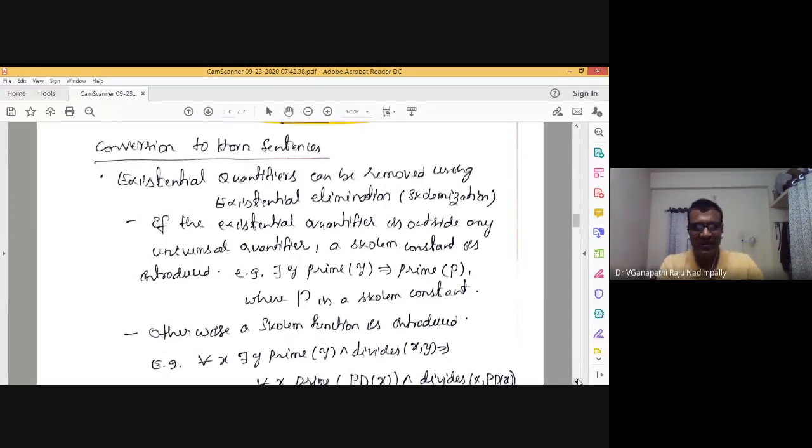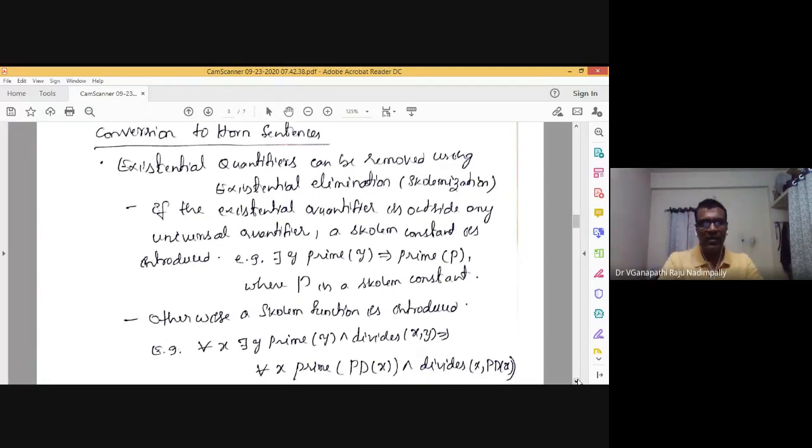Conversion to Horn sentences. I told you Skolemization, and I will explain it with two rules. The next three minutes of discussion are very, very important. Kindly bear with me and understand it carefully, please. I told you about Skolemization in the previous slide, and that there are two rules for it.